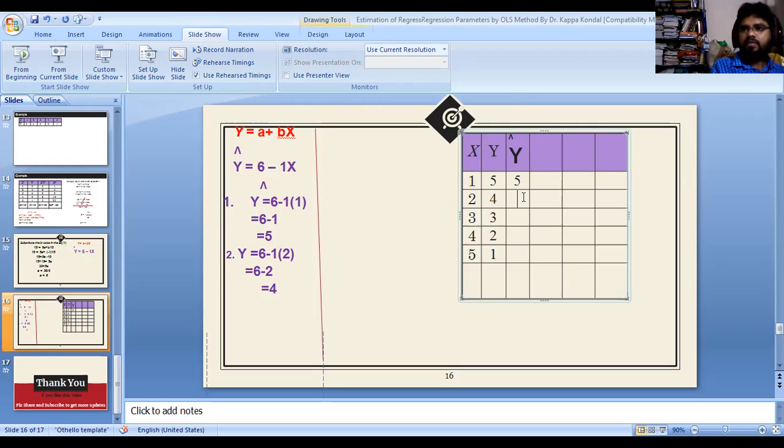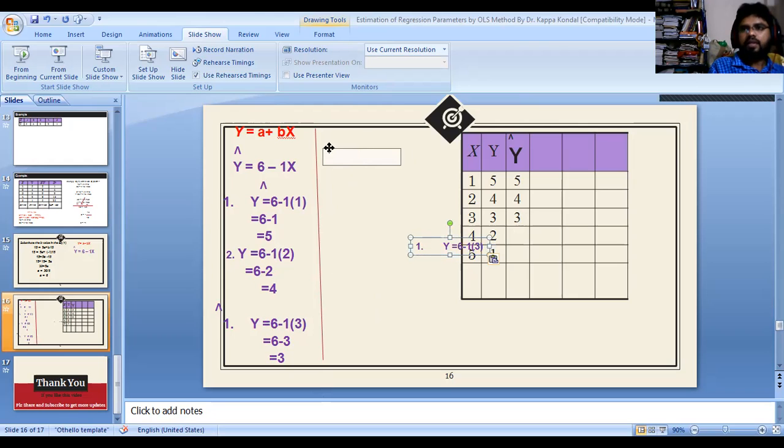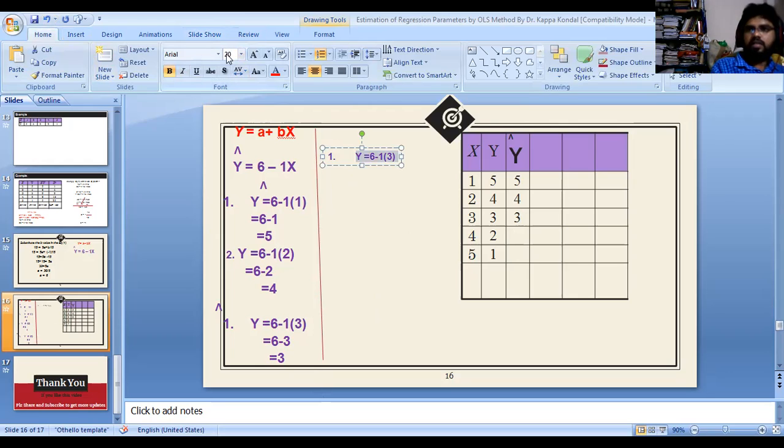So here we put 4. Next, y is equal to 6 minus 1 into x, where x is 3 for the third one. We simply substitute the x value in place of x. So 6 minus 1 into 3 gives 3, and we put 3. Then I increase the size because you are not able to see. For x equal to 4, y is 6 minus 1 into 4, which is 2. So here we put 2.